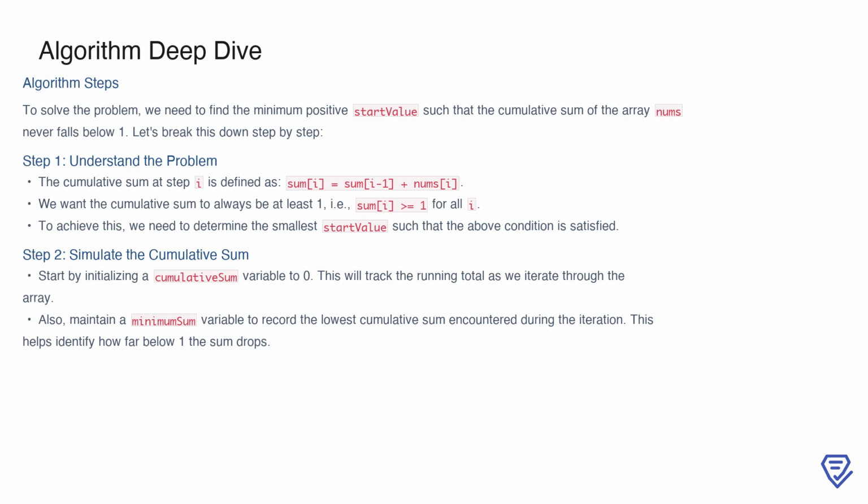First, let's understand the problem mathematically. The cumulative sum at any index i is calculated as sum[i] equals sum[i-1] plus nums[i]. To ensure the cumulative sum is always at least 1, we need sum[i] >= 1 for all indices. This means that if we start with the correct start value, the cumulative sum will never drop below 1 throughout the array. To achieve this, we'll simulate the cumulative sum step by step while keeping track of how far below 1 the sum might drop. This will help us calculate the minimum start value needed to keep the sum positive.